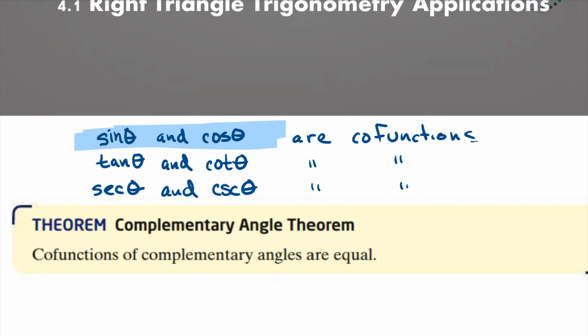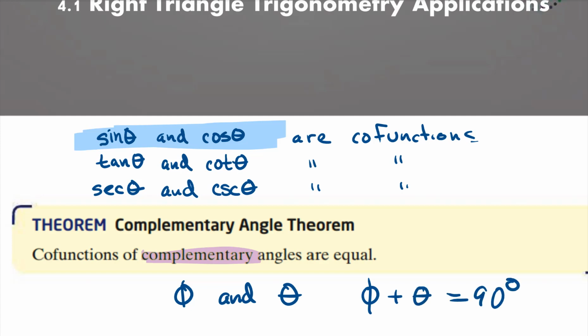But now let's talk about what complementary means. We should already know that, right? If you have an angle phi and an angle theta, and you add the two of them, if they're complementary, they're 90 degrees. Sorry for writing so much Greek, but I want you to start getting used to some Greek. So it says co-functions of complementary angles are equal.